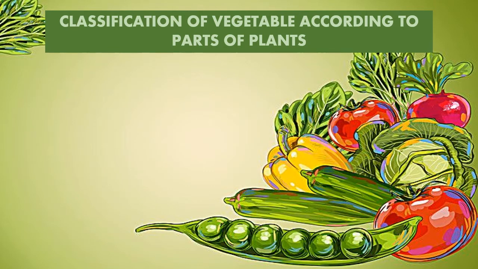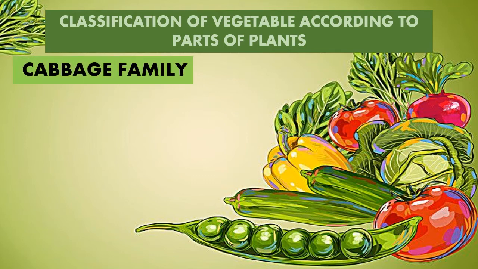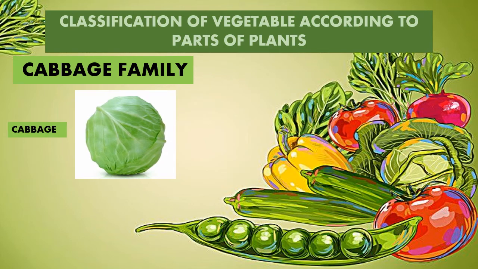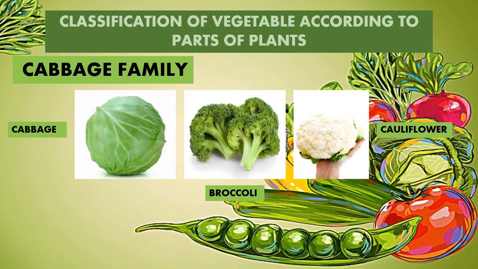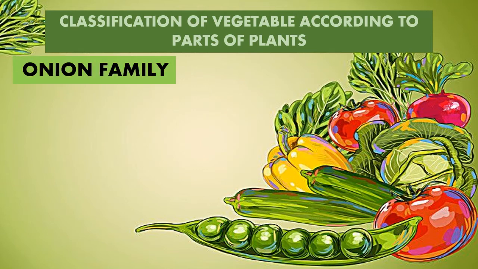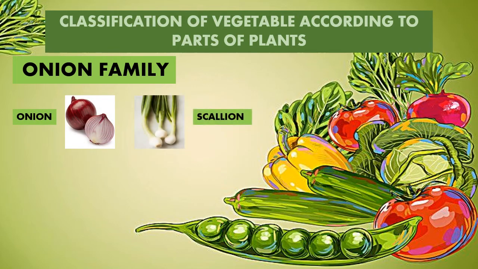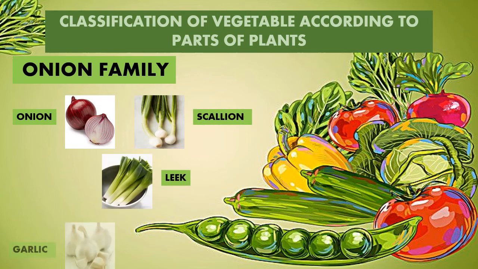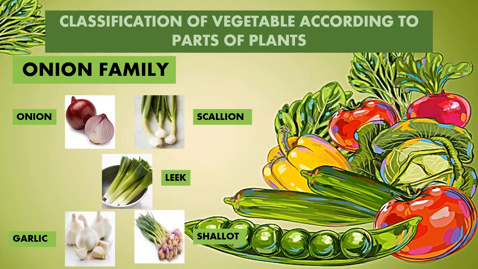Now let's proceed with the cabbage family. This classification of vegetable according to parts of plants consists of cabbage, cauliflower, and broccoli. Next, we have the onion family. Some examples of this family are, of course, onion, scallion, leek, garlic, and shallot.